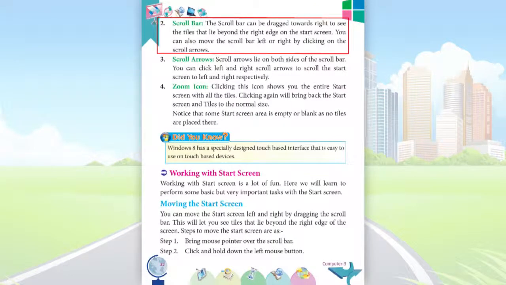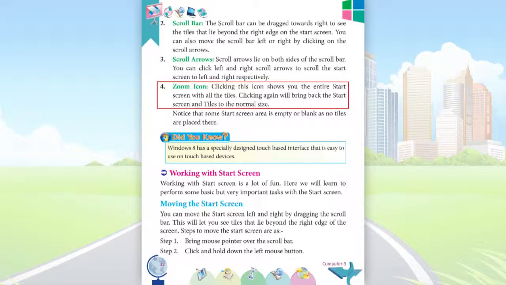2. Scroll bar. The scroll bar can be dragged towards the right to see the tiles that lie beyond the right edge on the start screen. You can also move the scroll bar left or right by clicking on the scroll arrows. 3. Scroll arrows. Scroll arrows lie on both sides of the scroll bar. You can click the left and right scroll arrows to scroll the start screen to left and right respectively.